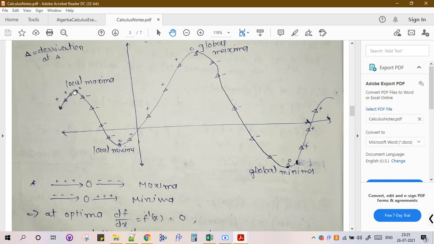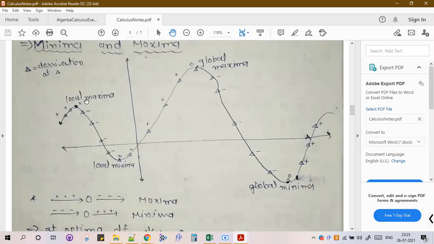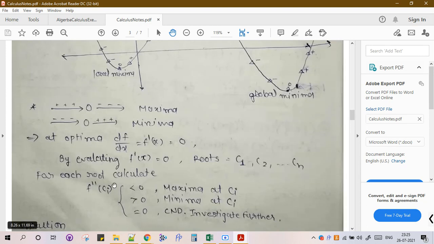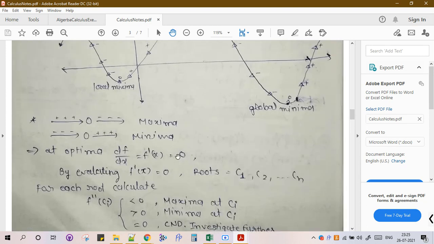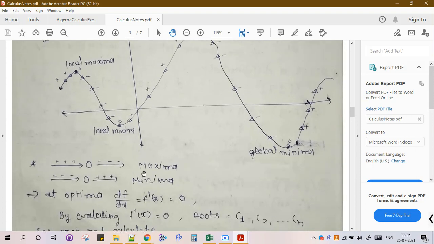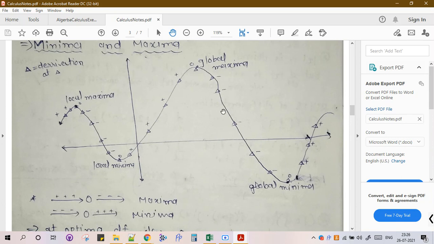So what is f dash x doing at maxima? At the next point it is decreasing, because it was first increasing. Once we reach maxima, at the next point it is decreasing, minus minus minus. And how to determine if it is decreasing or increasing? It is nothing but f double dash x, right? So the second derivative defines how your f dash x is changing, and f dash x is defining how your function is changing, correct?